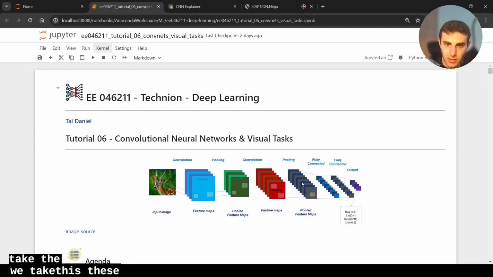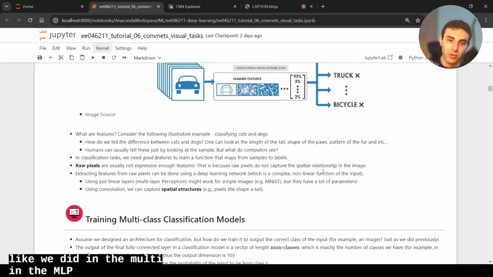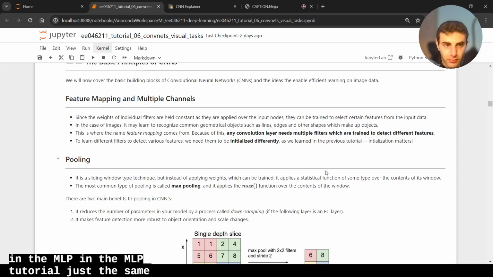But usually what we do is we take these 2D features, and we flatten them, and then we just pass them to a fully connected and continue as usual, like we did in the MLP tutorial, just the same. Okay, cool.